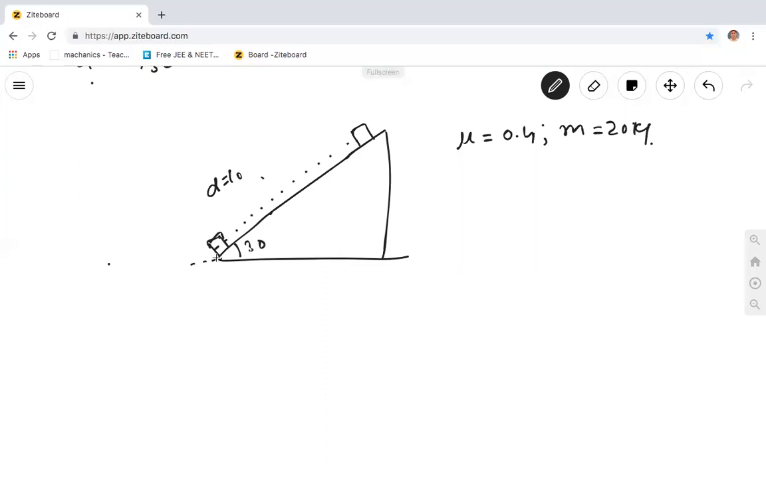What does he ask finally? For example 6.3, it says what is total work, but what is the question? The question is, what is the speed of the block when it reaches the bottom of the ramp?